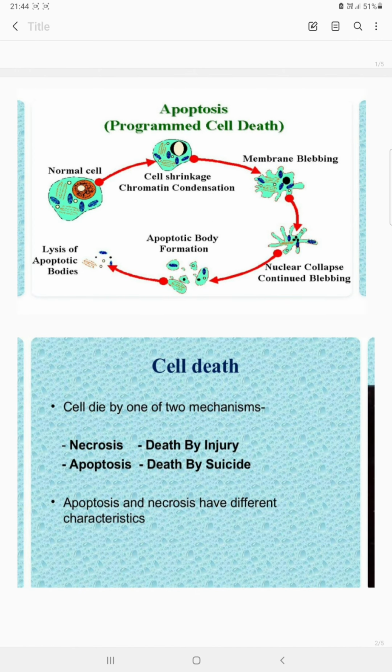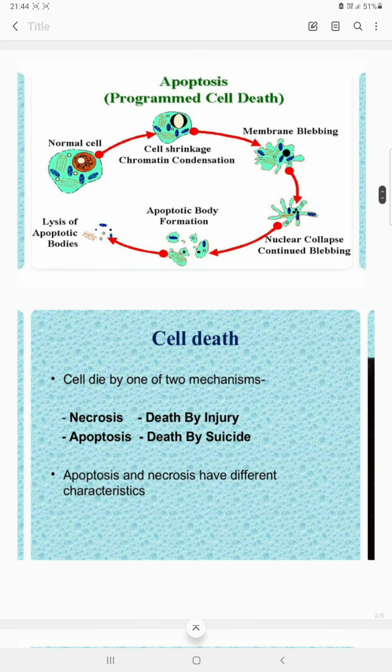So apoptosis is basically a normal, coordinated programmed cell death. This occurs in our body in day-to-day life, because it is required for maintaining cellular function. Suppose apoptosis does not occur inside our body, that means the cells will keep growing, and if they do not die, then the number of cells will increase.